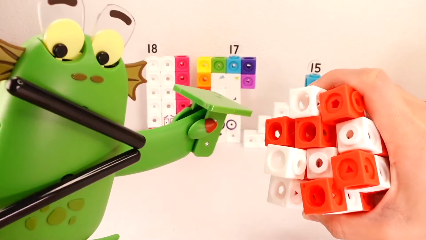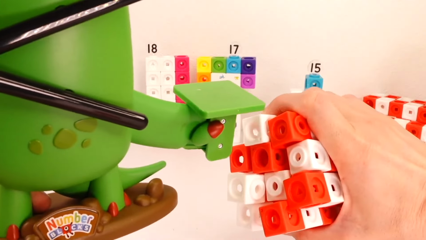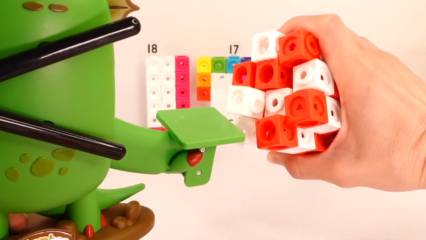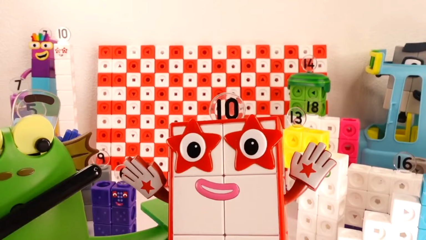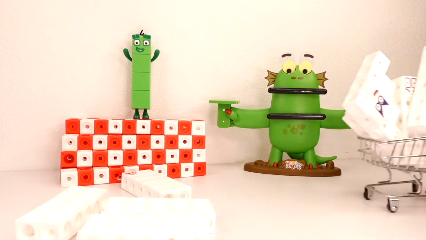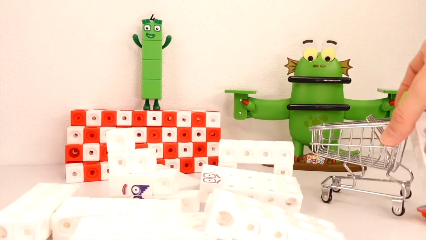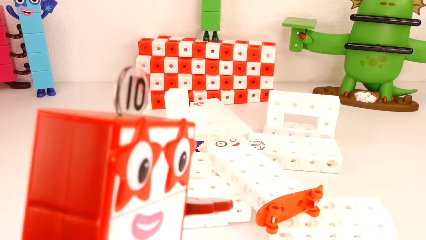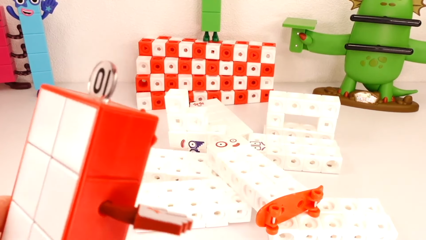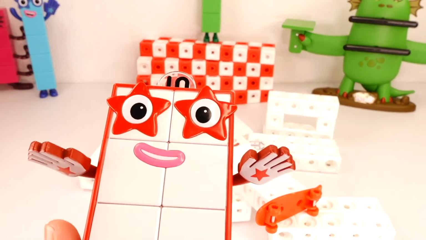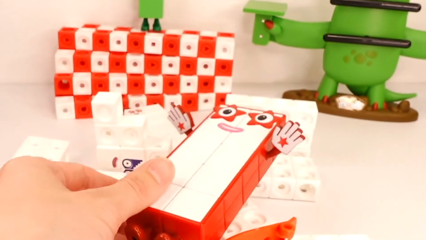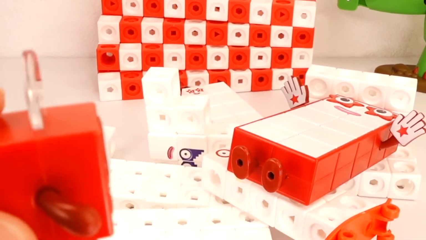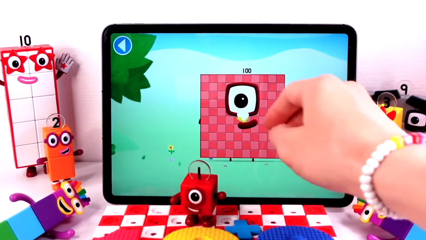100 number blocks. Look, 1, 2, 3, 4, 5, 6, 7, 8, 9, 10 blocks of 10. Hey, woohoo! Wow! And now we build big number, woohoo! This 9 lots of 10. And me, woohoo! 10 lots of 10. Wow! Now we build 100. 10! Amazing!